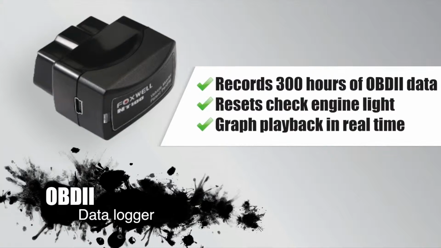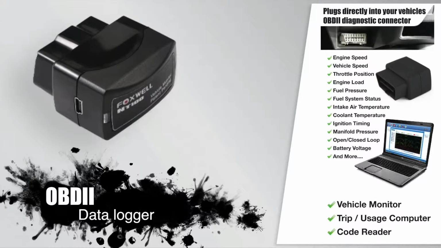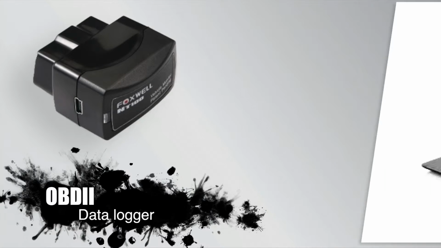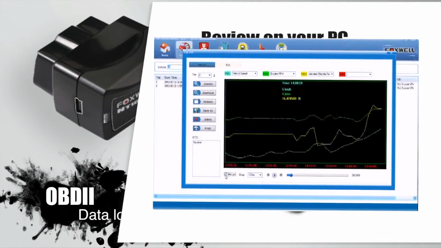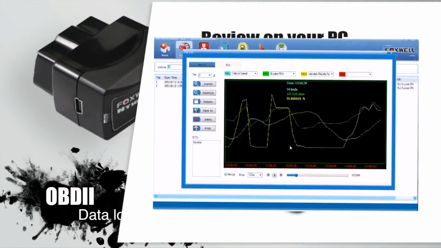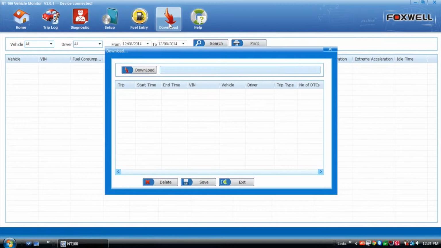The NT100 vehicle data logger is a great tool for diagnosing intermittent faults or monitoring driver activity. To download data recorded from the NT100, plug the USB cable into your computer and then into the tool. Open the Foxwell Automotive Data Logger PC application and select Download.